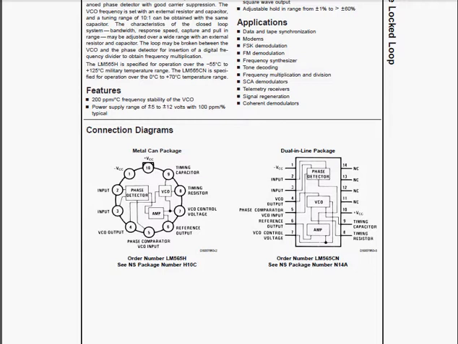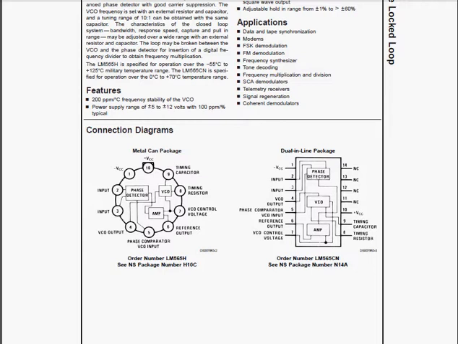From the diagram, you can see there are three parts inside the 565: the phase detector, the VCO, and the amplifying part. For the second part of Lab 3, we are going to work on the VCO part. Let's first look at the connections for this VCO part. There's pin 4, which is the output of the VCO. So if we want to measure the free running frequency, we measure from pin 4.